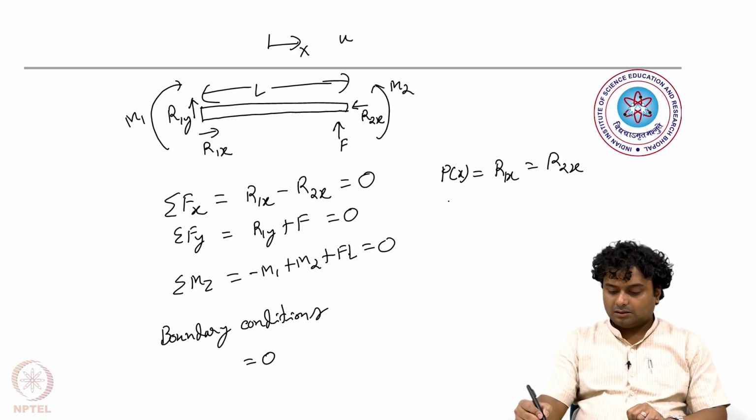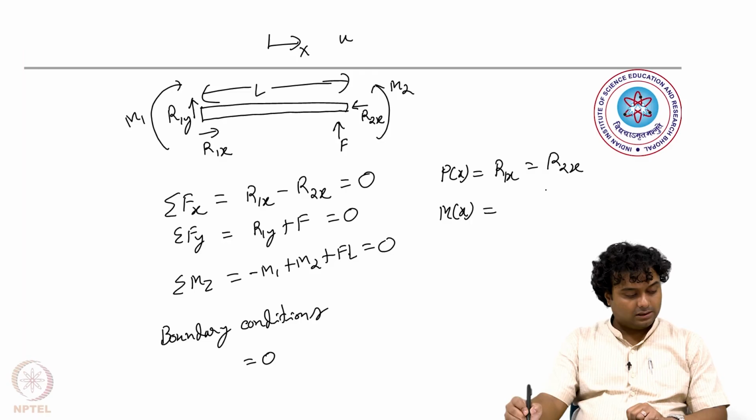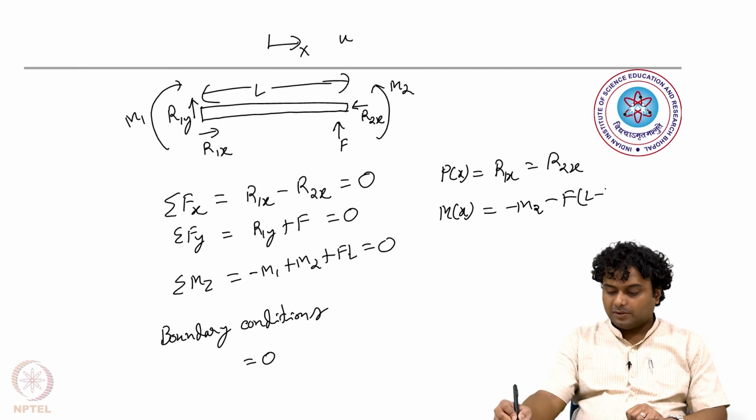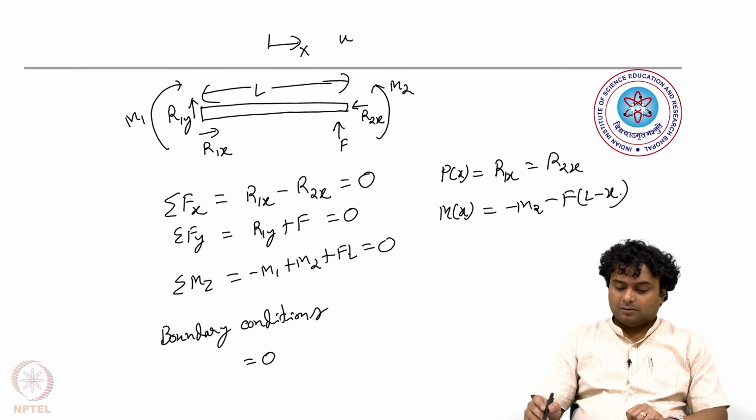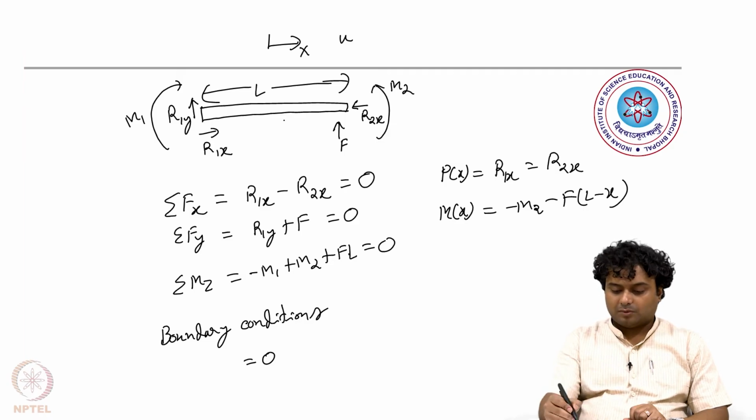Okay. Then Mx, or moment at any point x, will be equal to minus M2 minus F into (L minus x), right? Because if I take moment with respect to the leftmost point, which is the fixed point, then M2 will be there, and along with that, let's say the point is at a distance x from the left end.